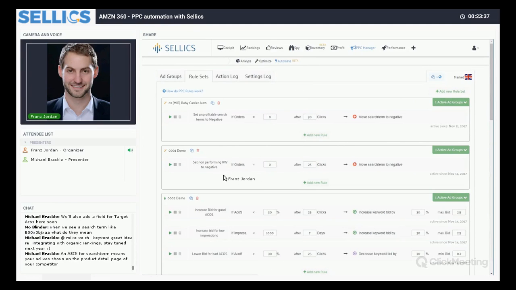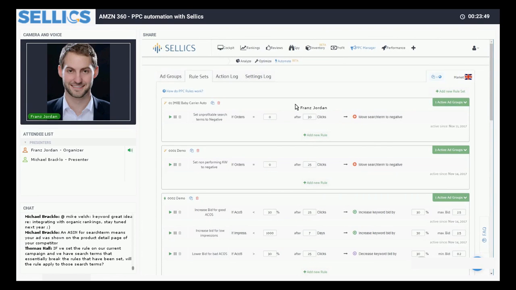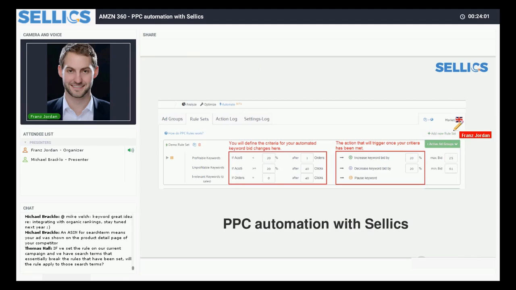All right, cool. So let me just jump back into the presentation and give you some general guidance about how to set those rules, because I think the idea of how those rules work is actually fairly straightforward. I guess what most of you will ask yourselves is how do you set those limits? How many clicks should you wait? What's actually a good ACOS? What's a bad ACOS? And so on. So let me give you some guidance here about how to set those parameters.